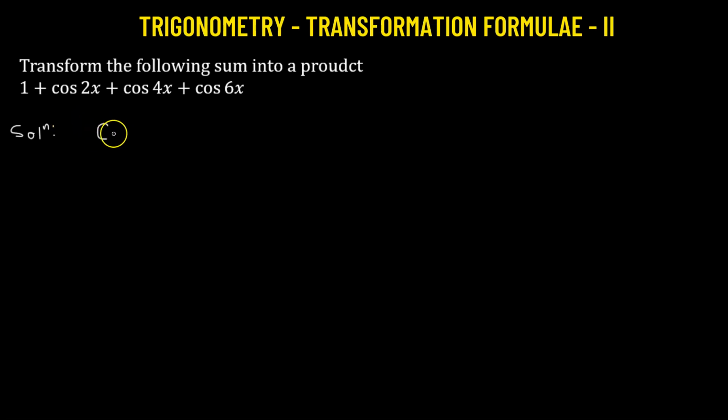Since it's 1, we can also rewrite it as cosine of 0 times x, because we know that cosine 0 has a value equal to 1. Now we have cosine of 0x. Now what we'll do, we will add the fourth term to it, cosine of 6x. So this is going to be one single sum, and then we will add it to the sum of cosine 2x plus cosine 4x. While adding, the only thing you have to make sure is that when you add 6x and 0x, the sum is exactly equal to the sum of 2x plus 4x.